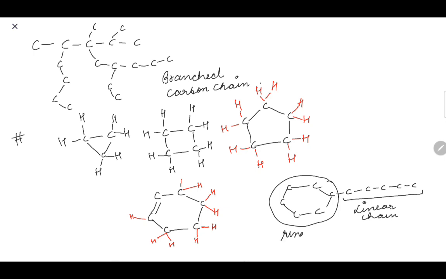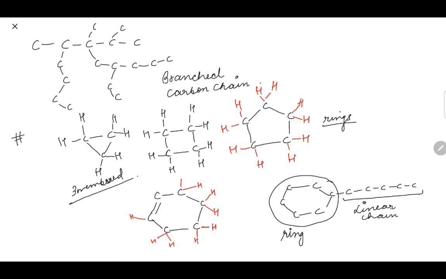Okay, and this is called the catenation property. So self-linking property. Just see, carbon is connecting itself to just itself, carbon. So this self-linking property of carbon is called catenation. So it could form rings, it could form branches, it could form linear chains. Are you understanding? Different sized rings, from 3-membered ring to 6-membered ring, and even more than that.